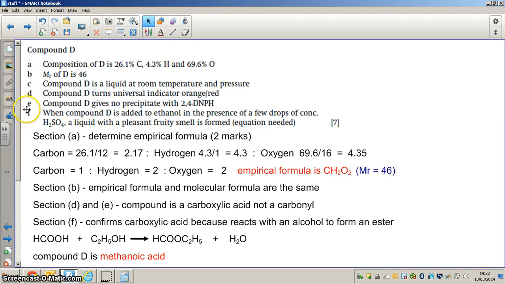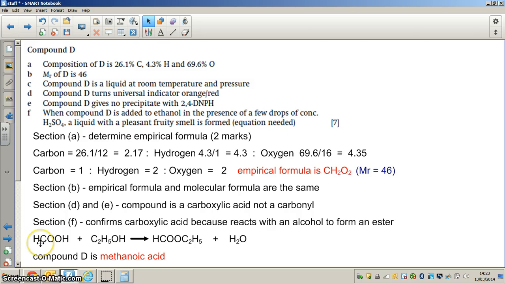And this is confirmed in section F, because when compound D is added to ethanol in the presence of a few drops of H2SO4, we get a fruity smelling liquid, and we know that fruity smelling liquids in general imply esters. So we've got a carboxylic acid with this molecular formula reacting with ethanol to make an ester and water. And here is the equation.